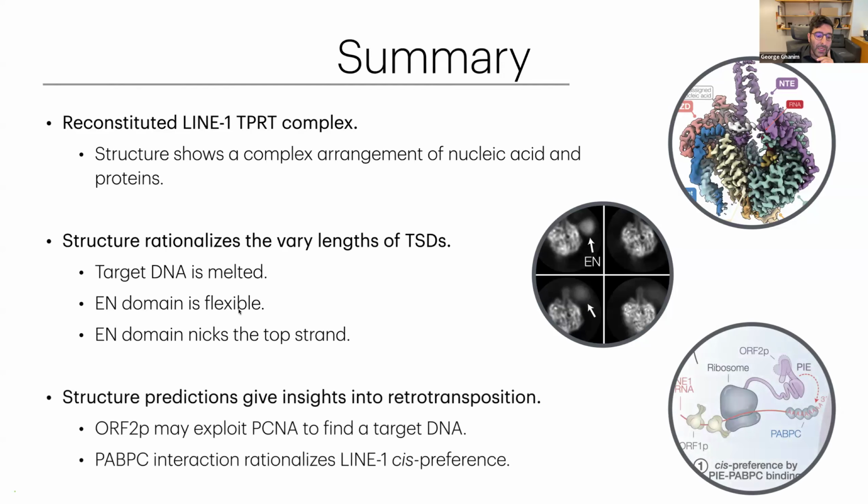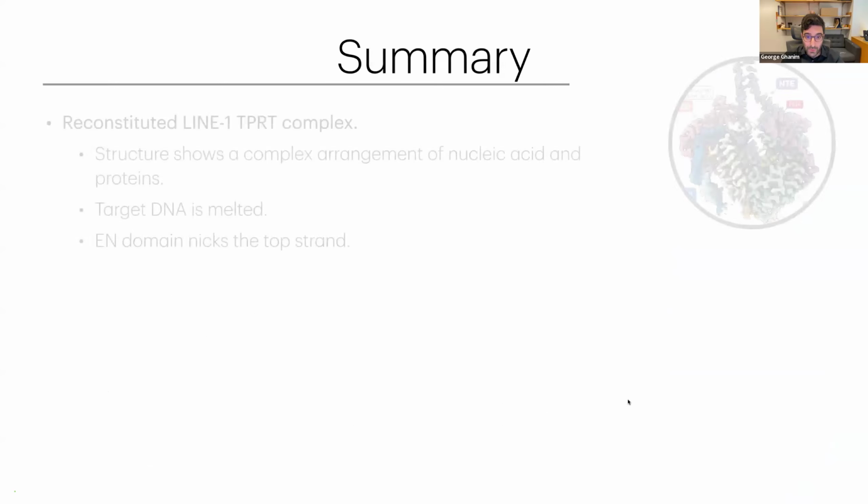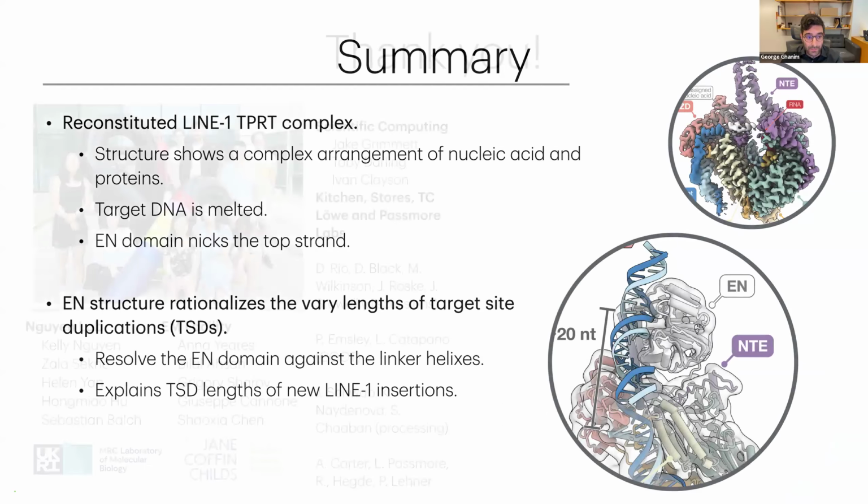And then finally, structure predictions give insights into retrotransposition. It's possible that ORF2p is acting to exploit PCNA to find a target DNA rather than using PCNA as a processivity factor, which is what the replicative polymerases do. And then the interaction with poly-A binding protein may explain this cis-preference that LINE-1 has for its own encoding mRNA. So, it's shown here.